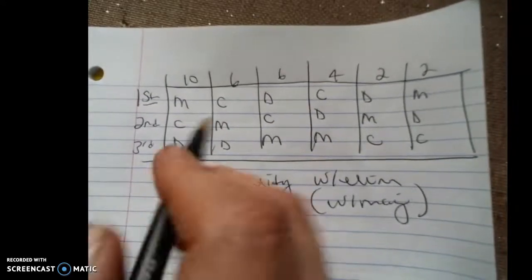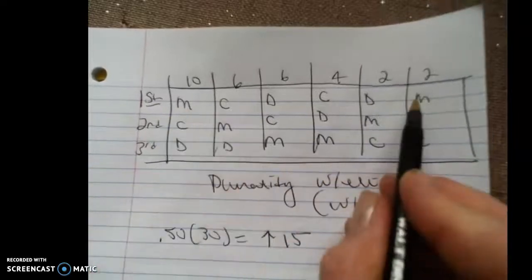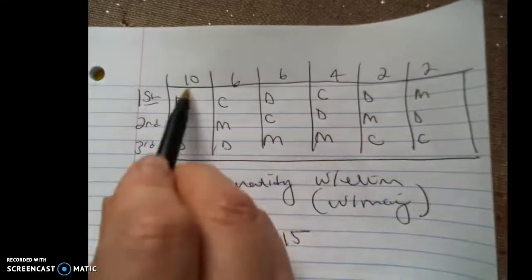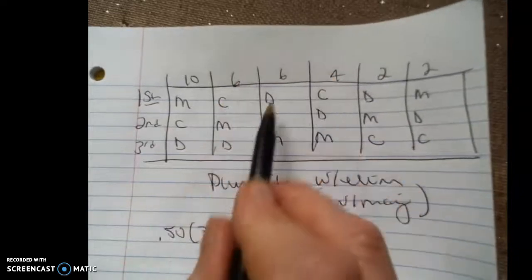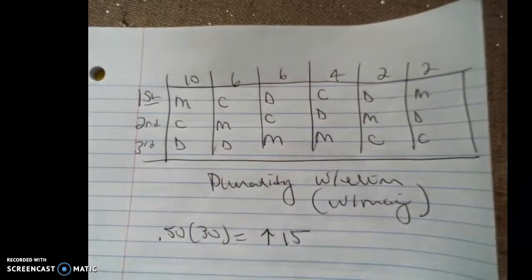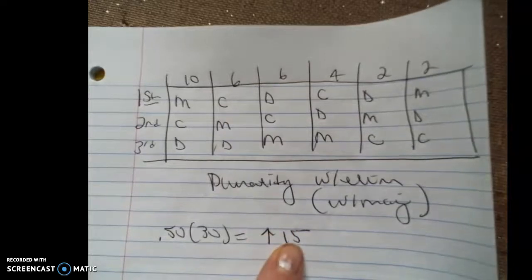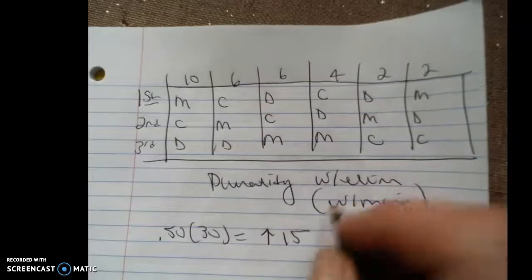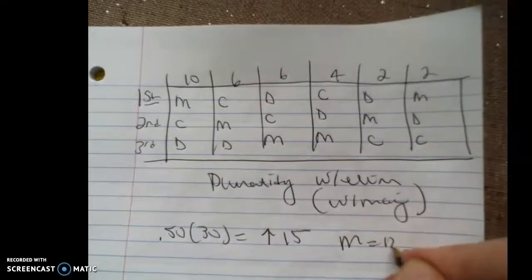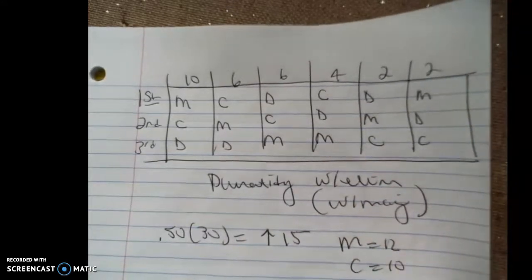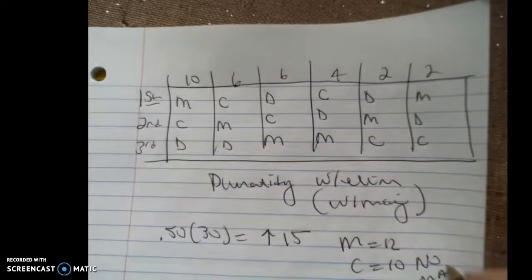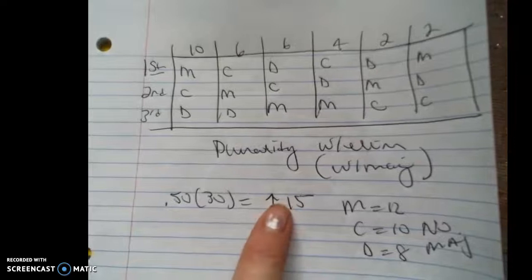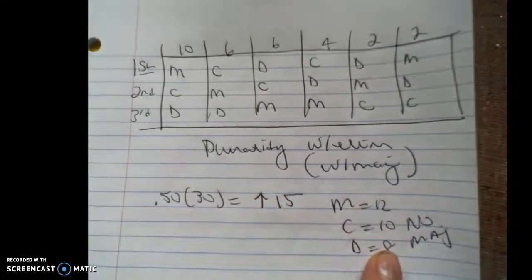All right, so let's only look at first place. M is 12, C is 6 plus 4, so that's 10, and drama is 8. Okay, none of them are above 15. So 12, 10, and 8, none of them have a majority. Musical was 12, comedy was 10, drama was 8, and we had no majority, because half of 30 is 15, and none of these are above 15.